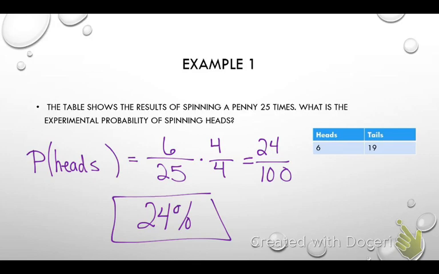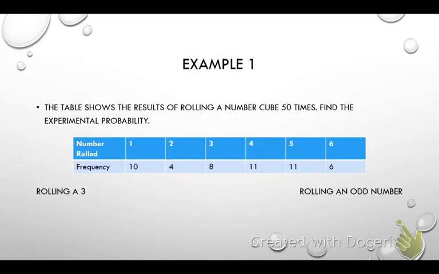In this next one, it shows the results of rolling a number cube. How many times? 50 times. That's important. That's how many times you rolled it. You actually did that. And the results are shown in the table. So what is the probability of rolling a 3? And what is the probability of rolling an odd number? I'm just going to measure these results. How many times did I land on a 3? 8 times.